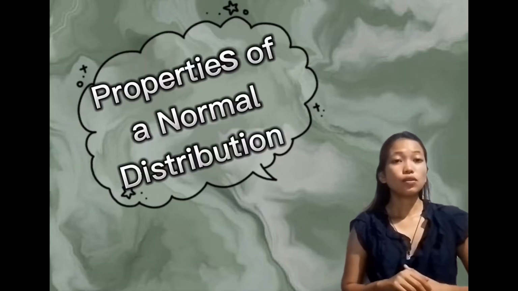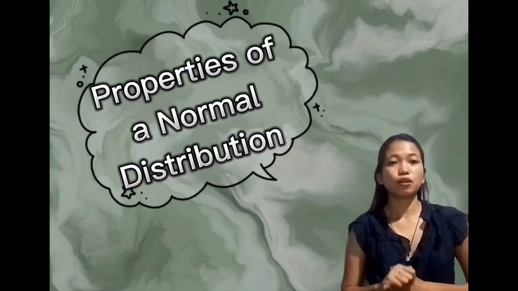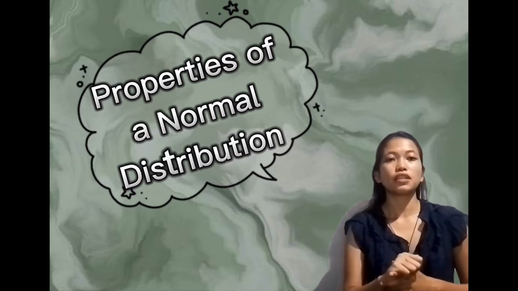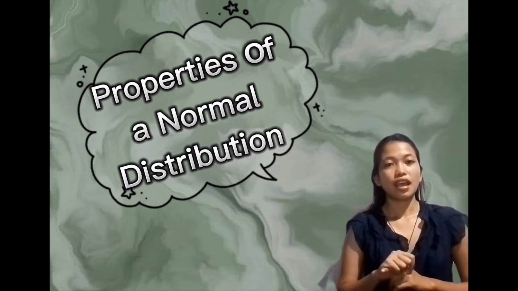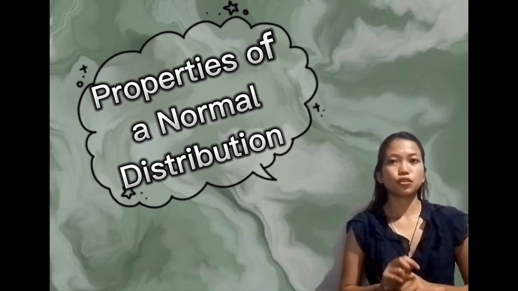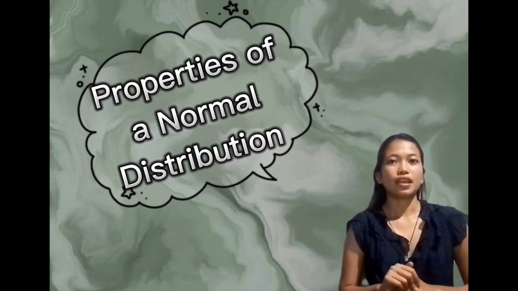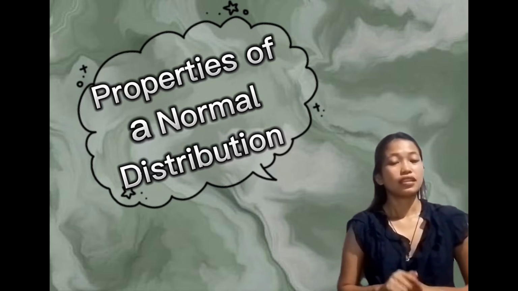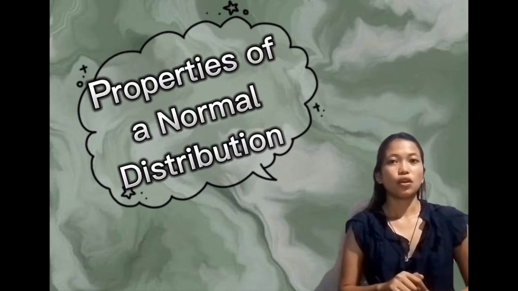Thank you, Wendy. Now, let me tell you about some important properties that we should remember in a normal distribution. As Wendy said in the definition of normal distribution, it is a probability distribution symmetric to the mean, and when graphed, it will form a bell-shaped curve. Now, to attain this, we should take note of the following properties of the normal distribution.